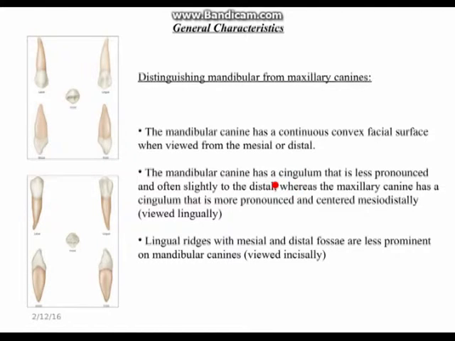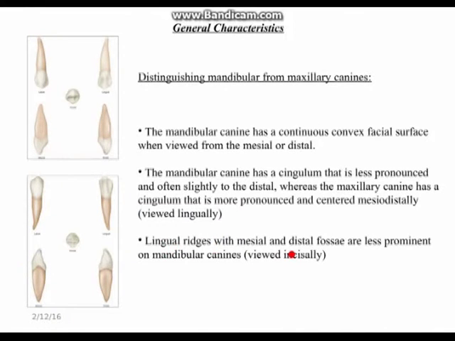The mandibular canine has a cingulum that is less pronounced. True, we talked about that because the maxillary is more prominent. Often slightly to the distal, it has an off-centered cingulum, where the maxillary canine has a cingulum that is more pronounced and centered mesiodistally when you view it lingually. So this all goes back to the centered, off-centered cingulums. If you remember those, this would be super easy for you because it's nothing new.